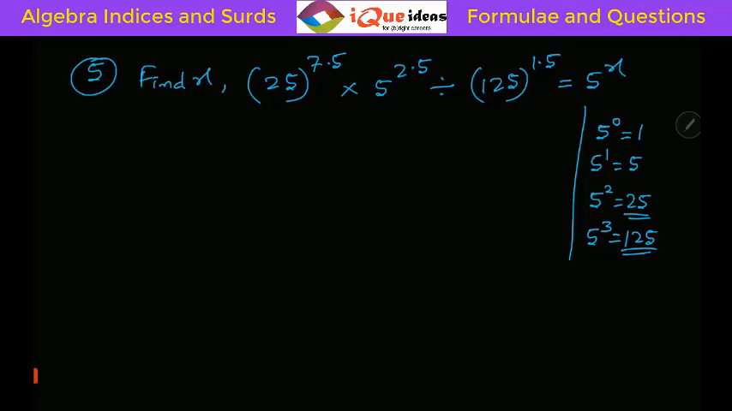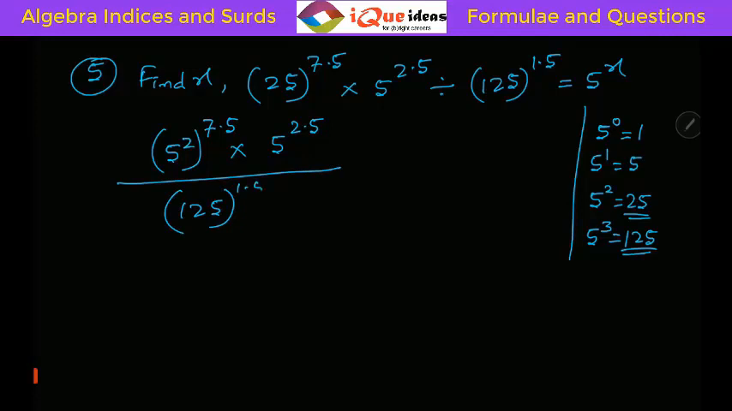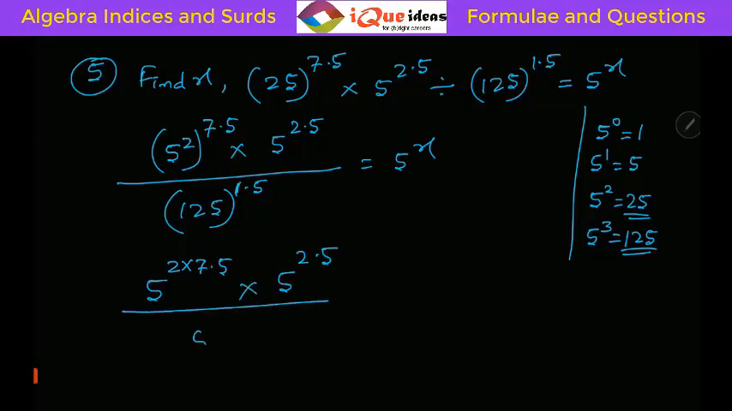So let's use that. On the left hand side, we will have 25 can be written as 5 square, to the power 7.5, into 5 to the power 2.5. Now this division can be taken like this, divide by 125 to the power 1.5. So this is equal to 5 to the power x. Now further, in numerator we will have 5 to the power 2 into 7.5, the power gets multiplied, into 5 to the power 2.5, divide by 125 can be written as 5 cube whole to the power 1.5, which is equal to 5 raised to the power x.